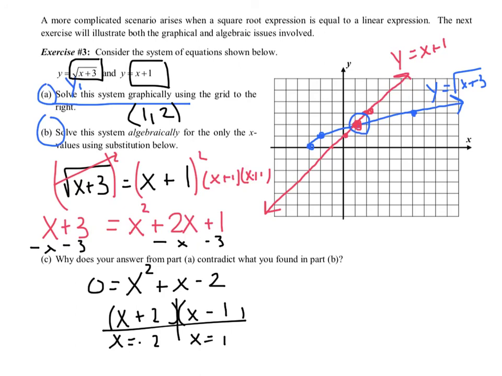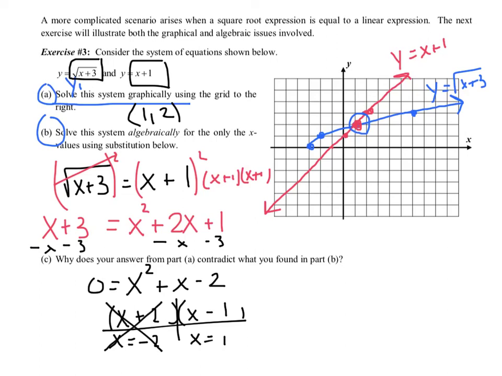Now, remember, you're not done until you check. Now, look at my graph. Did I get two solutions? Did I get a solution at negative 2 and at 1? No, I only got a solution at positive 1. So I know based off my graph, negative 2 is not going to work.